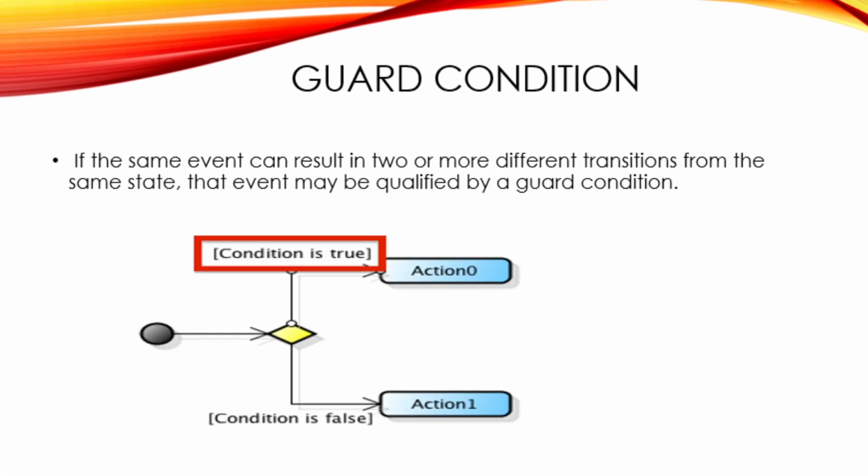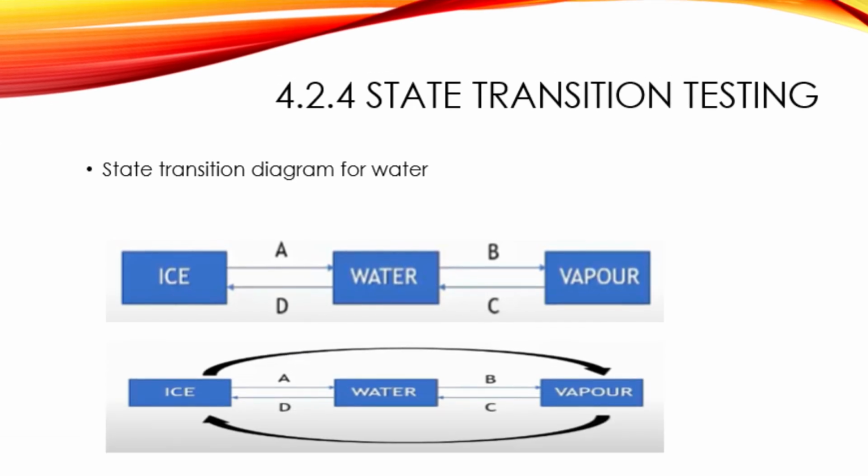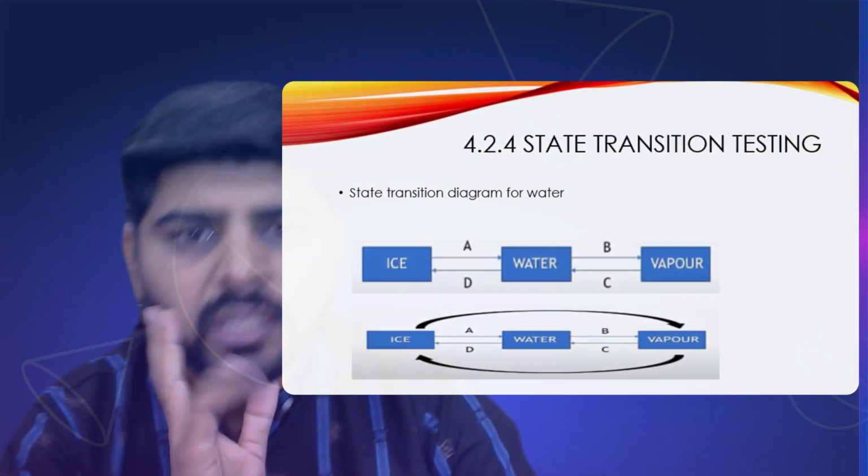In the guard condition, if the same event can result in two or more different transitions from the same state, that event may be qualified as a guard condition. Here you can see we have two actions, so from this we can go from action towards action 1 and 0. So in state transition, we have states.